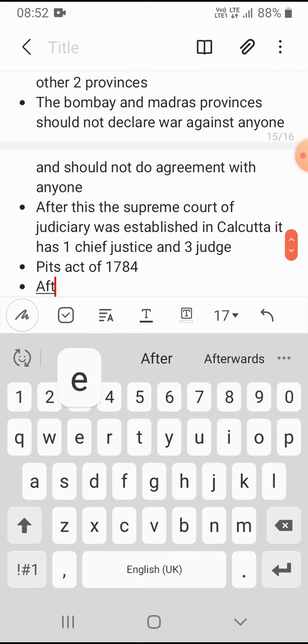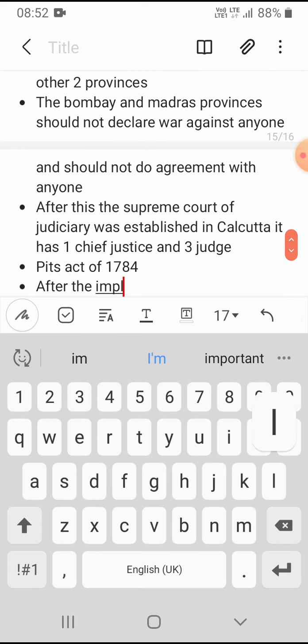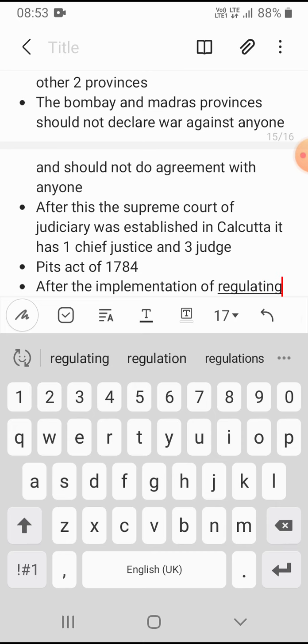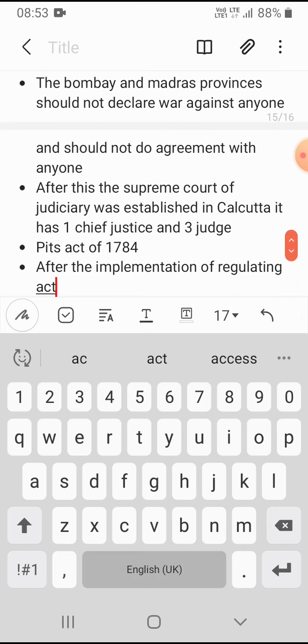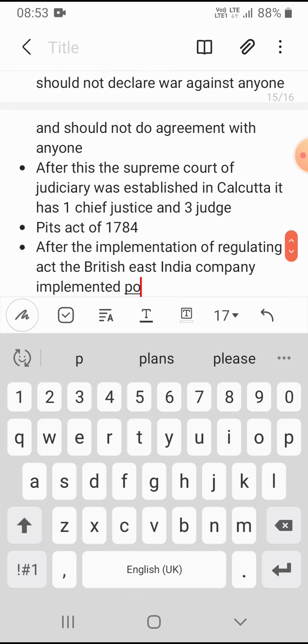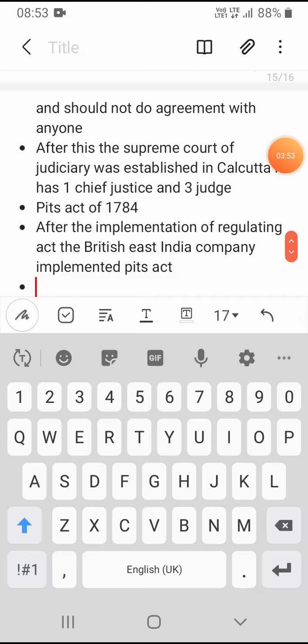So after the implementation of the Regulating Act, the East India Company implemented Pitt's Act.